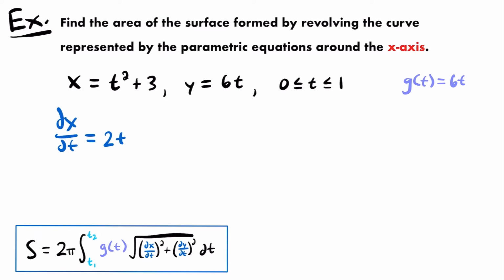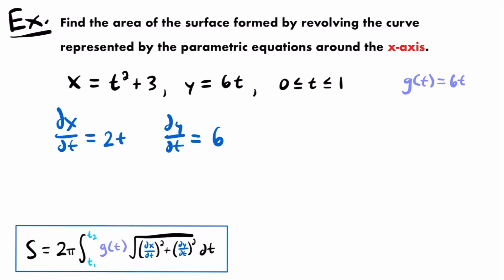Now for y, dy/dt will be equal to the derivative of 6t, and the derivative of a variable to the first power is just equal to its coefficient, which in this case is 6, so dy/dt is equal to 6. All right, so now we have dx/dt equal to 2t, and dy/dt equal to 6. Now we can plug those values into this formula, as well as g of t, our radius, to calculate the area of the surface of revolution formed by revolving the curve represented by these parametric equations around the x-axis between these two values of t.